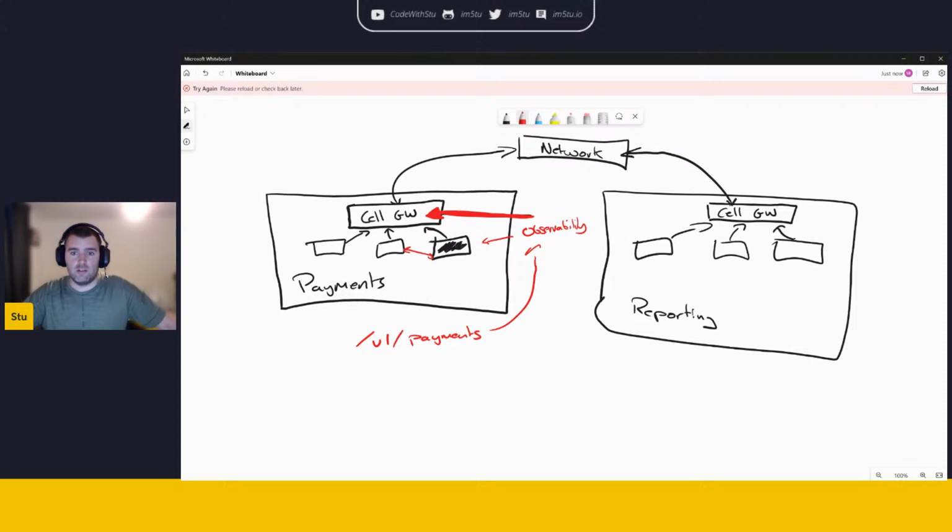So yeah, I would definitely go in and take a look at cell-based architectures and how we do some observability around them. It's really quite interesting.